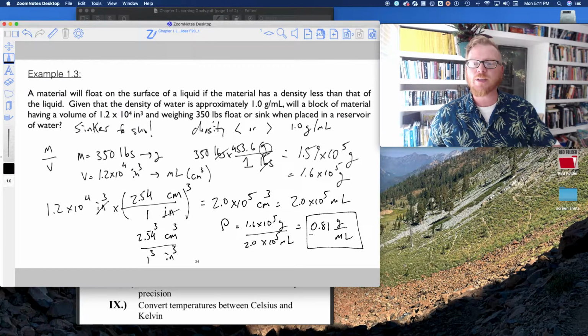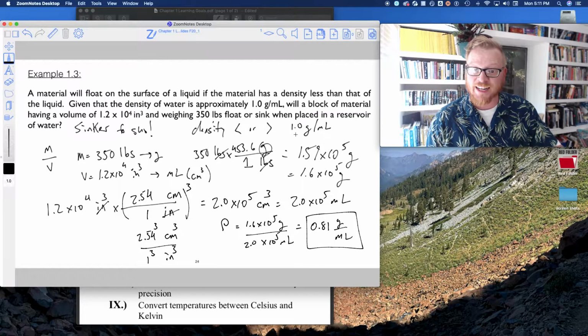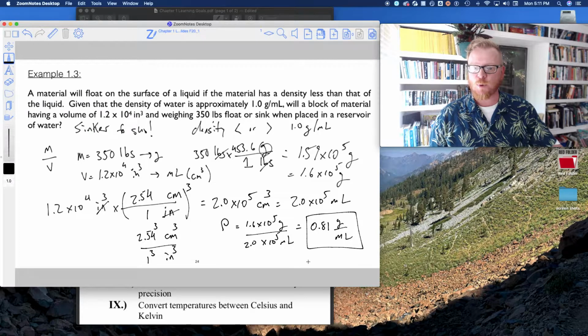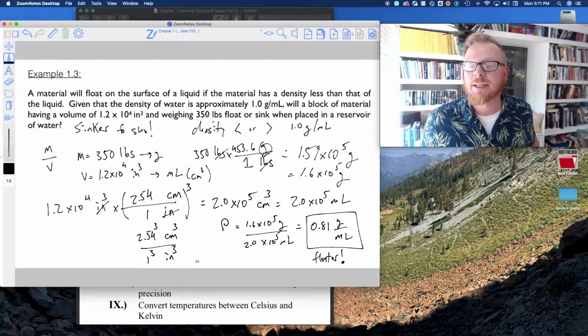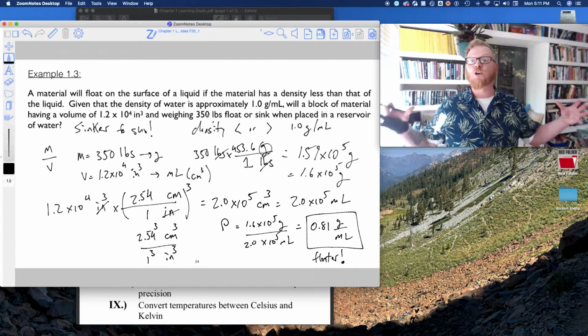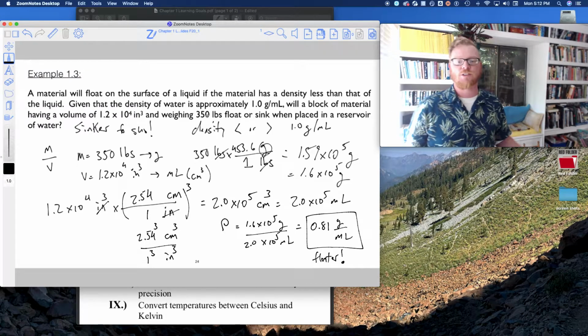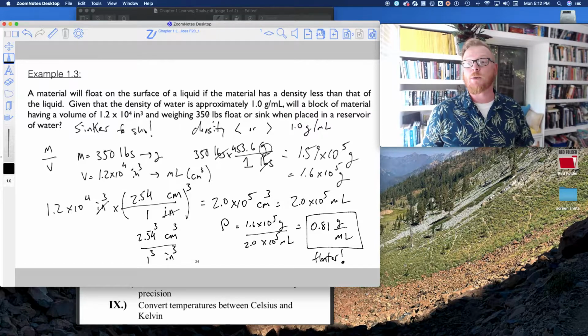Uh-oh. I thought for sure this thing was going to sink. It's going to sink, remember, if it had a density greater than 1.0 grams per milliliter. But the density was 0.8, so that means it's definitely a floater. Okay, and that 350 pounds seems deceiving, right? But its volume was significantly large enough that it would actually float on water. So maybe this thing was a boat, like a giant, heavy boat.